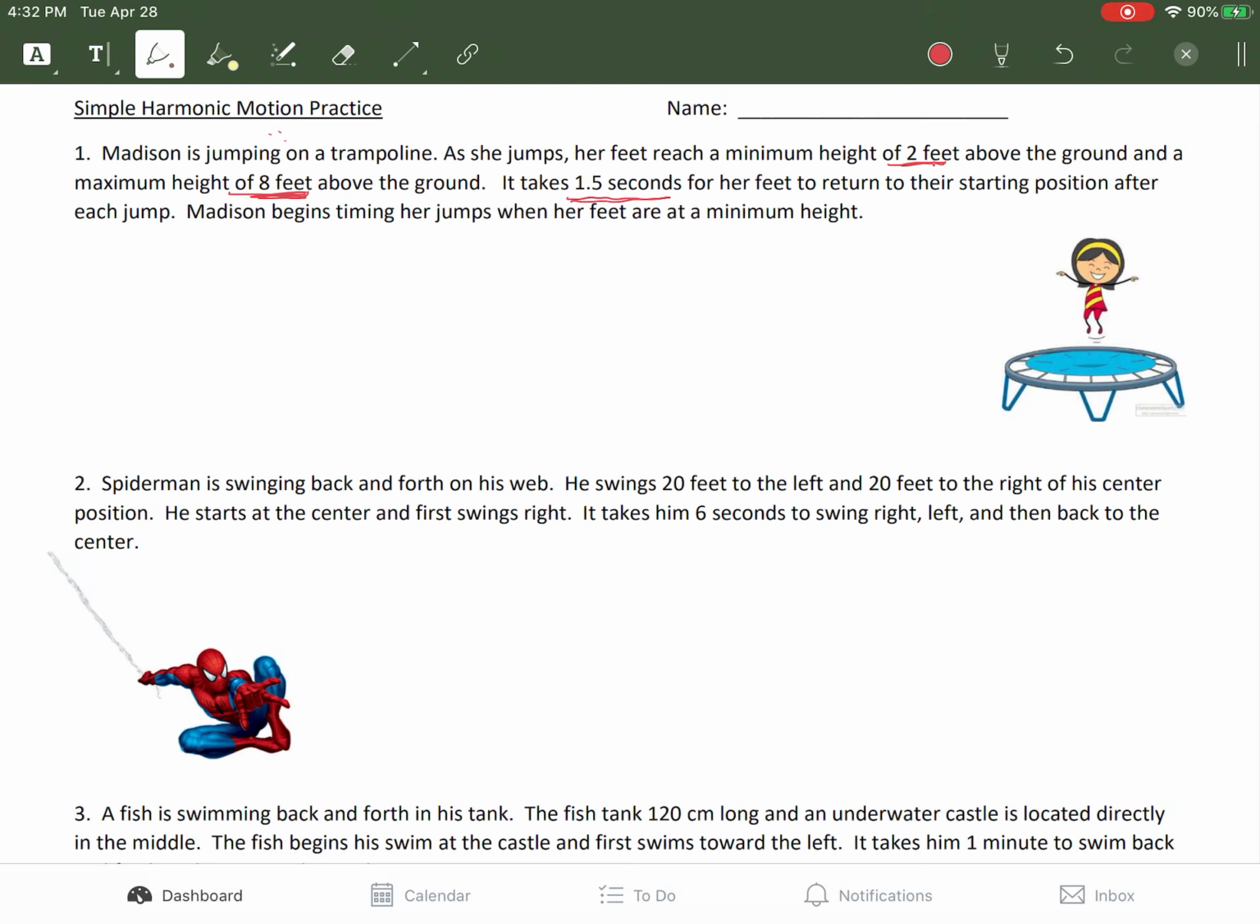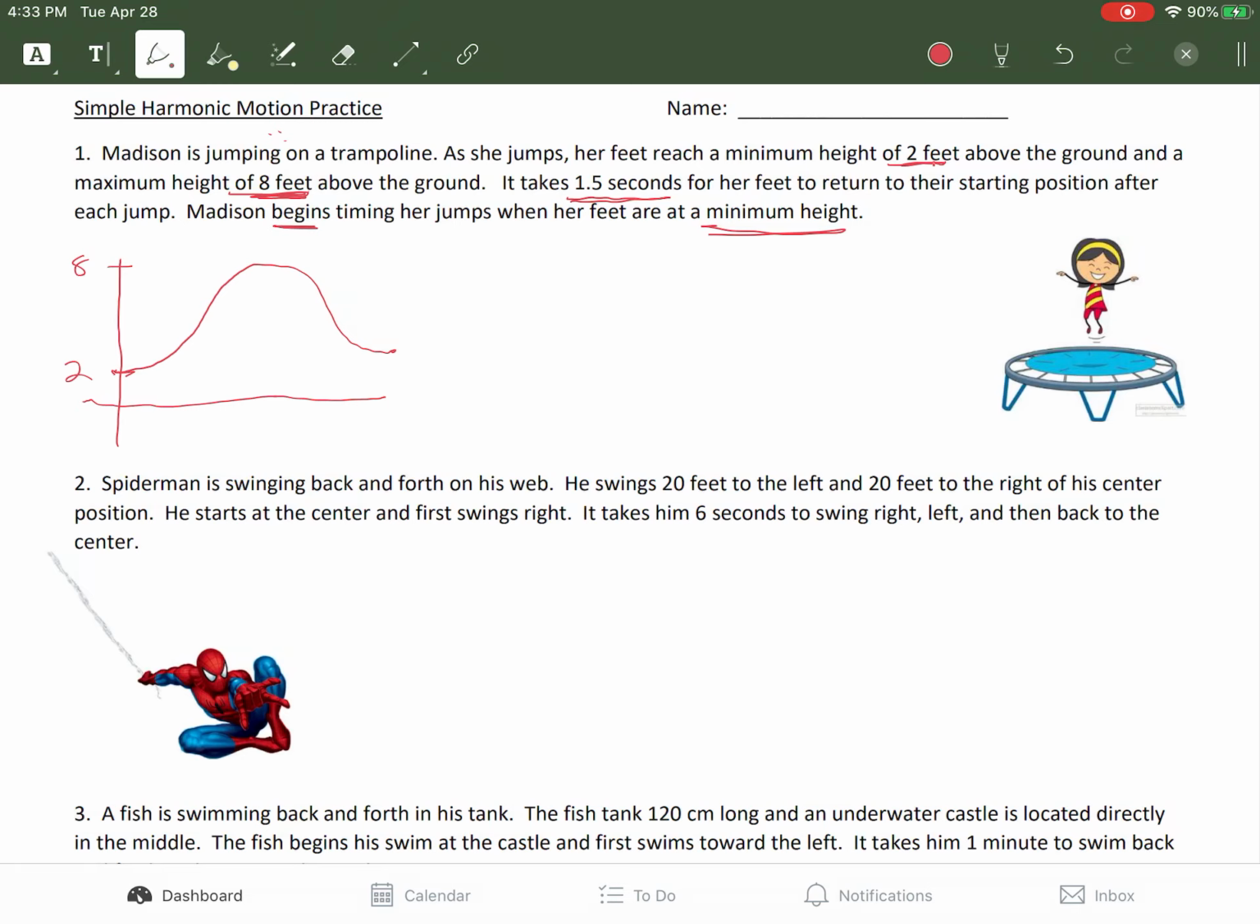All right, and then Madison begins timing her jumps. So she begins her jumps when her feet are at the minimum height. So that's going to tell us what type of graph it is. What we're going to do is make a quick sketch of this graph and the situation, and that's going to help us figure out what to write down for our equation. So she starts off at a minimum of 2 feet and a maximum of 8. If we start this graph off, it's going to start from the bottom, go to the top, and then go back down to the bottom.